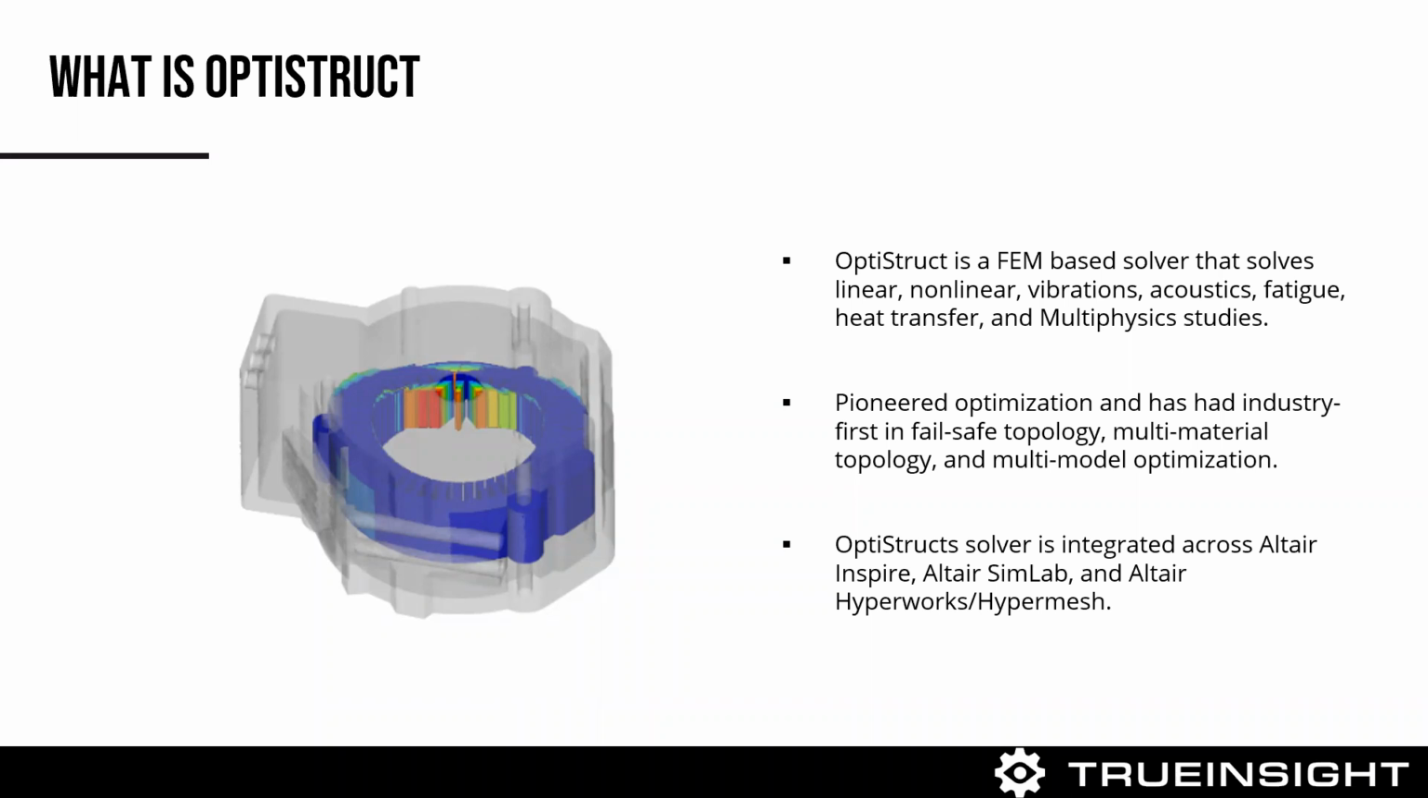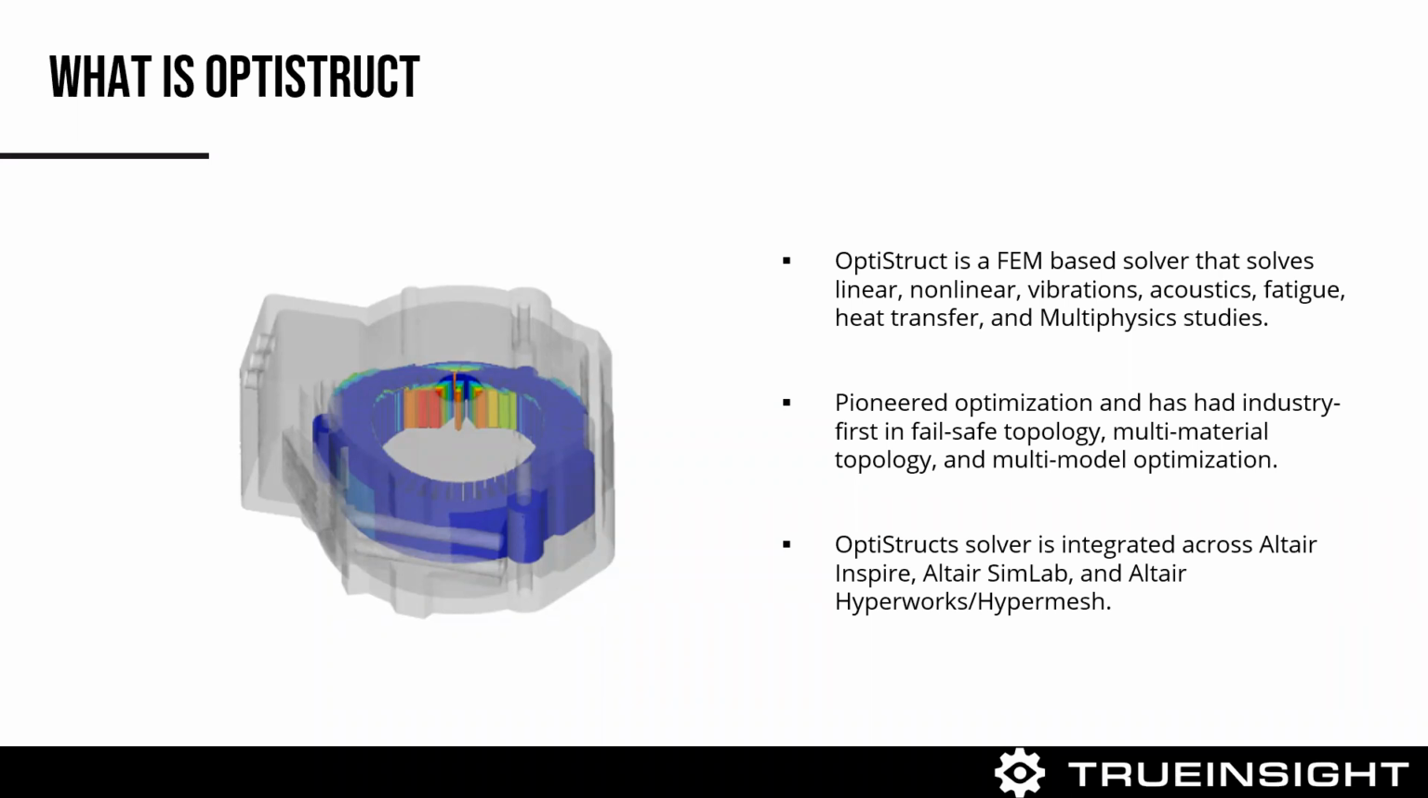But one of the things that's really unique about OptiStruct, and obviously why you're attending, is optimization, which has become so prevalent in the past few years because of additive manufacturing. OptiStruct has been the industry leader. It came out in the early 90s and was one of the first optimization tools out there. As a result, we've had a lot of time to develop the tool and utilize it in a lot of different ways, such as fail-safe topology, multi-material topology, and multi-model optimization. Other tools came after OptiStruct and don't necessarily have as much feature and functionality.